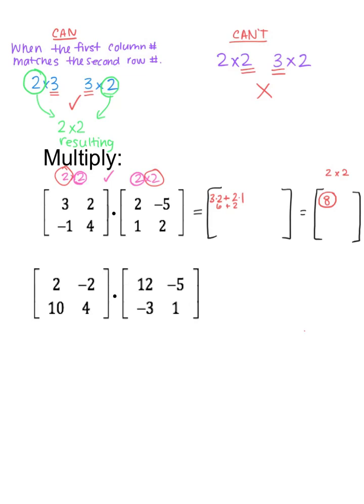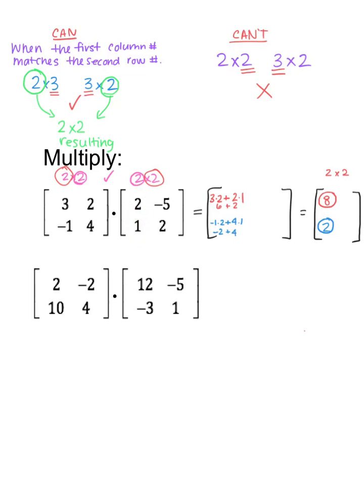To find out what's going to be in my bottom left, I know it's going to be my second row and still my first column. Same thing, I'm going to take -1 and multiply it by 2, and add that to 4 being multiplied by 1. You'll pick up on this pattern pretty easily. So -2 plus 4 ends up being a 2. I'm just going to talk through this to make sure that we're all on the same page, and again erase these colors to keep it organized.